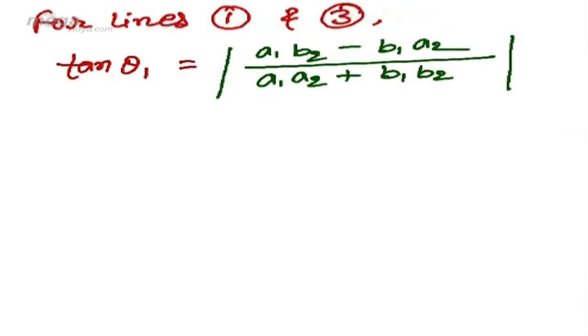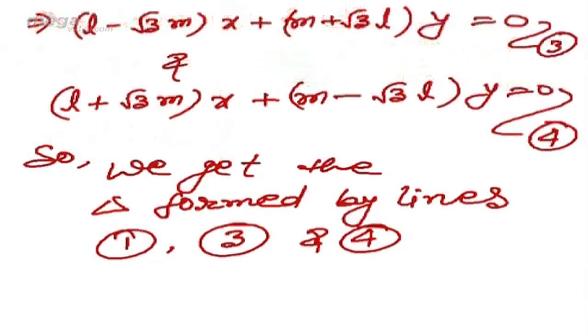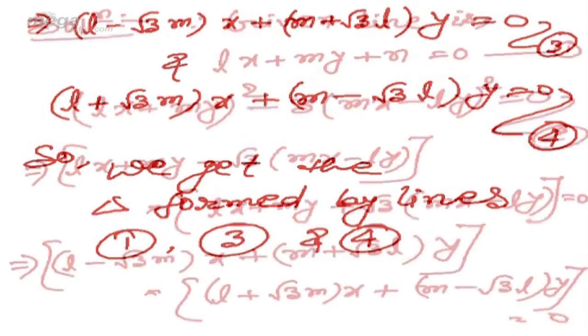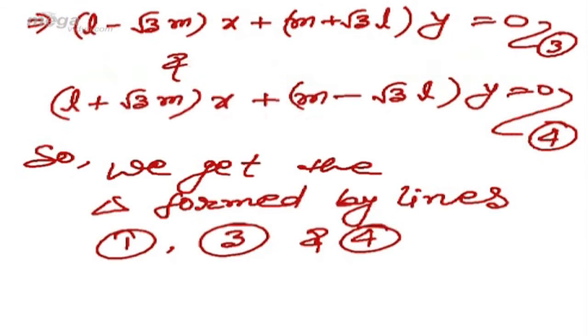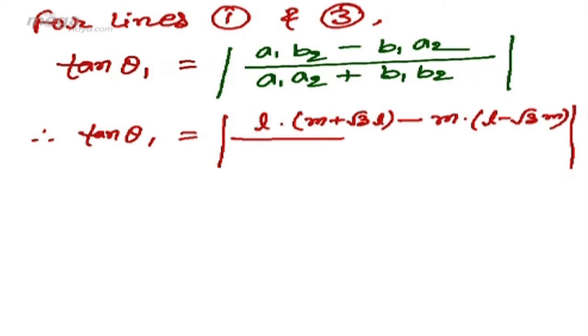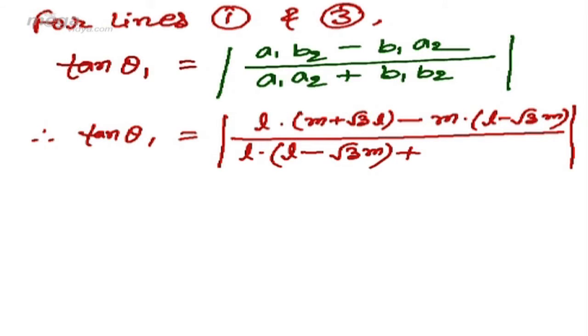For the line 1, A1 is given here L, and for the line 3, the B2 is M plus root 3 L, minus B1. B1 is here M into A2, and A2 is given here L minus root 3 M, divided by L into L minus root 3 M plus B1 B2, so it will be M into M plus root 3 L. Now we will simplify it.